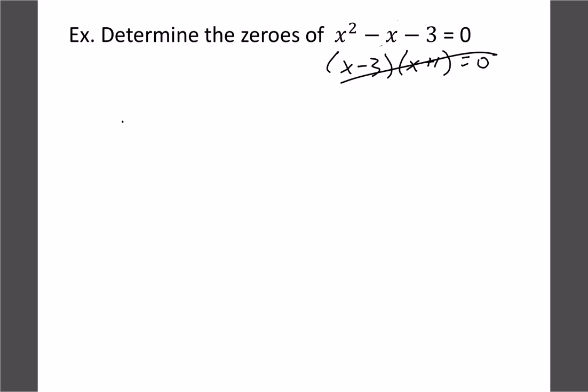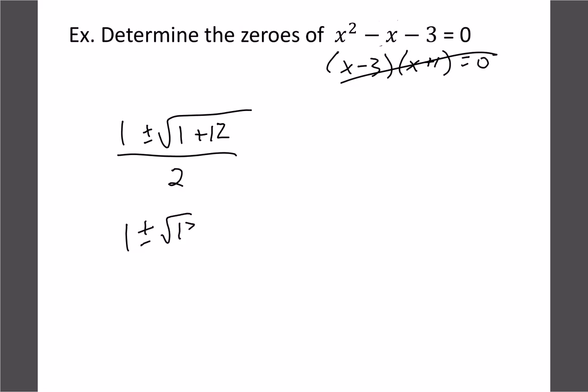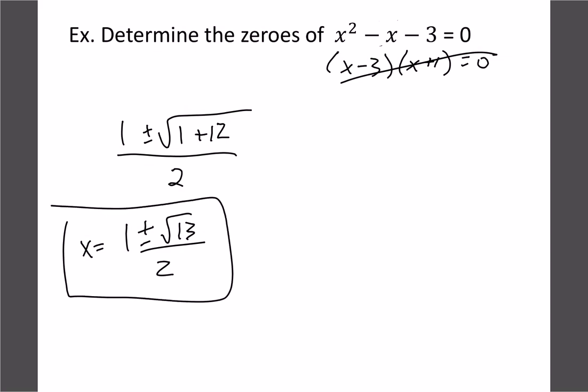So if we go negative b, so that would be 1 plus or minus square root of b squared, which is 1 still, minus 4 times 1 times negative 3 would give us plus 12 over 2a, which is 2. And if we simplify that, we get 1 plus root 13 over 2. And you can just leave your answer in that form. You don't need to do anything else, because our two answers would be 1 plus root 13 divided by 2. That would give us a decimal answer. And the other one would be 1 minus root 13 over 2. And that would give us our other decimal answer.